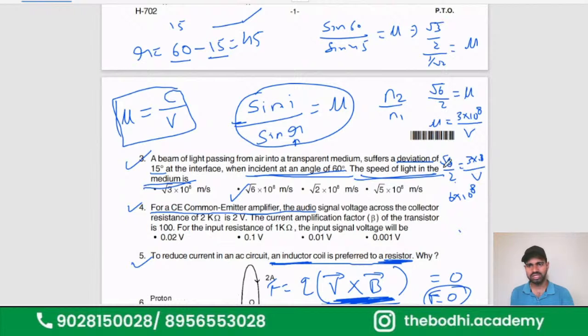And this root 6 will get divided here, right? Can I write my 6 as root 6 into root 6? Out of that, one root 6 cancels. What remains? 10 to the power 8, and we have root 6. So root 6 into 10 to the power 8. The same simple concept.